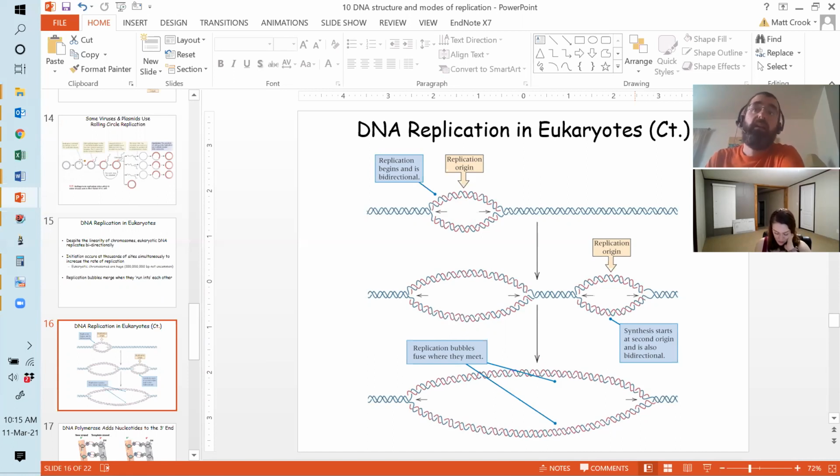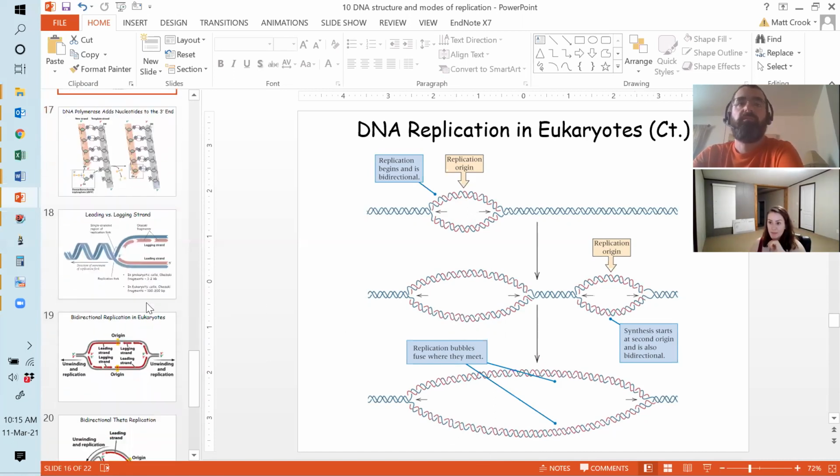So that's the way around the issue of having such huge bits of DNA to copy: they copy them in lots of places at the same time until they're all finished. Like dividing the labor up, I guess.